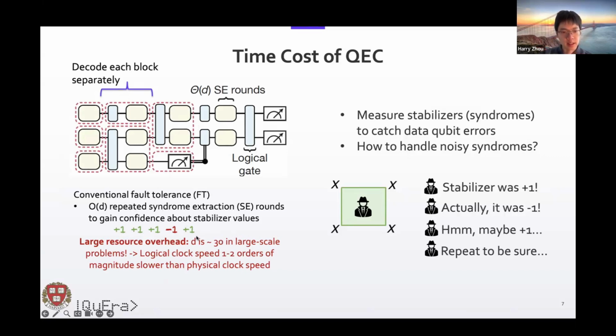Now in practice, this code distance is somewhere between 20 to 30 in these larger scale problems, which means that there's a very significant logical clock speed reduction of 1 to 2 orders of magnitude compared to the physical clock speed. And so it's this type of order d repetition overhead that really is challenging and that we want to reduce.